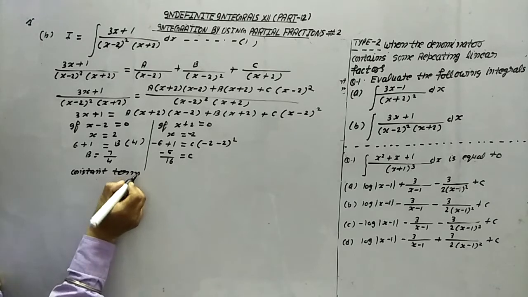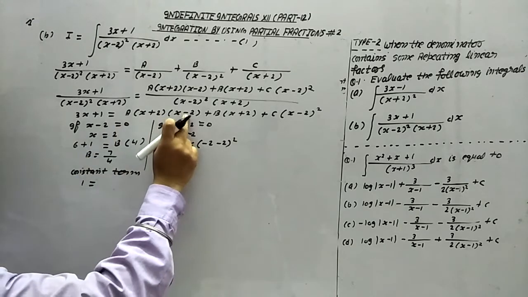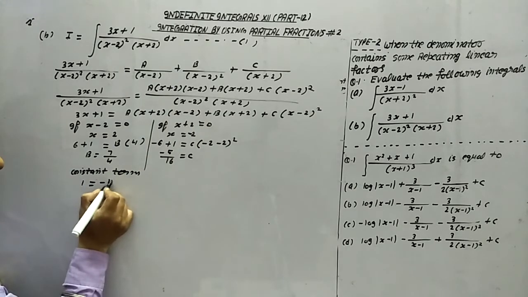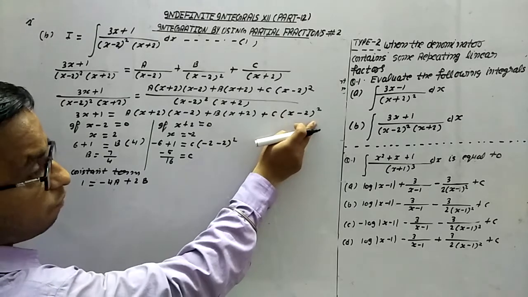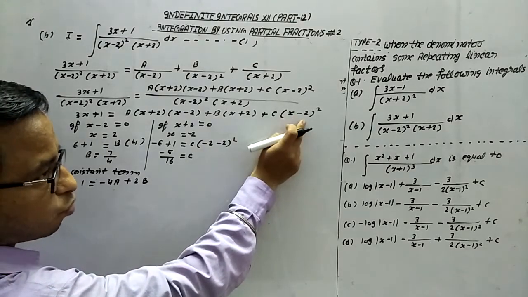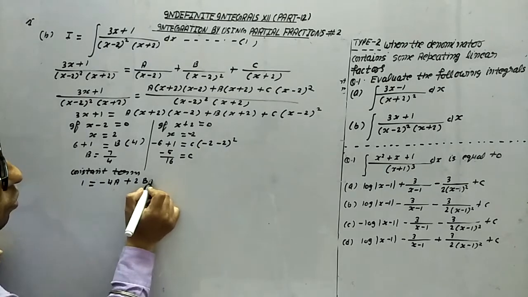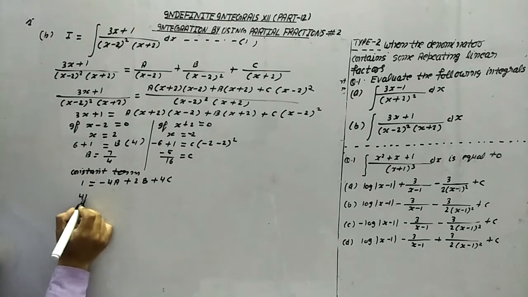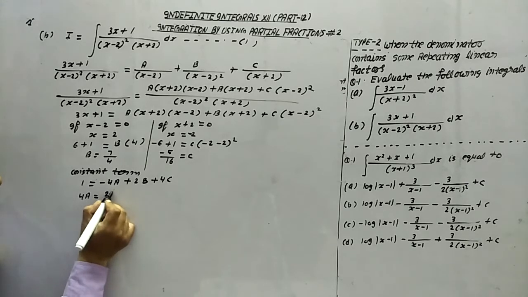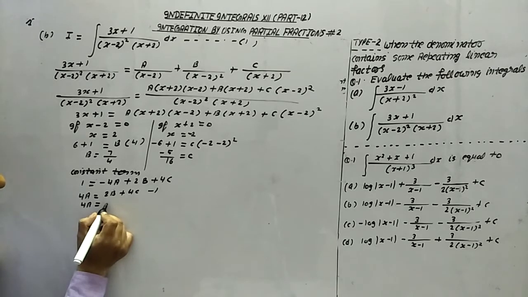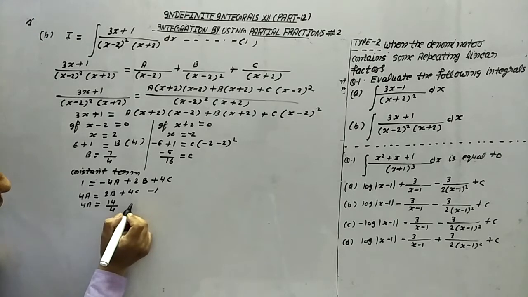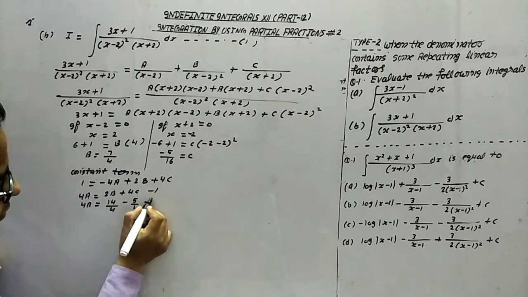Now constant terms: on the left hand side we have 1. Here x square minus 4 will come, it means this is minus 4a. Now here we have plus 2b. Now here if you open the identity, x square plus 4 minus 4x, it means this is plus 4c. It means 4a is equal to 2b plus 4c minus 1. It means 4a is equal to, b is 7 upon 4, so this becomes 14 upon 4, and this is minus 5 by 4 for 4c, and this is minus 1.